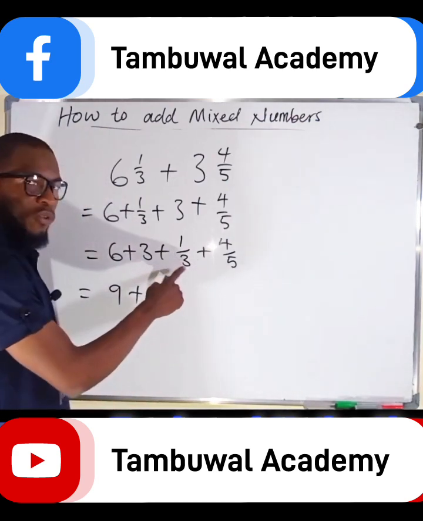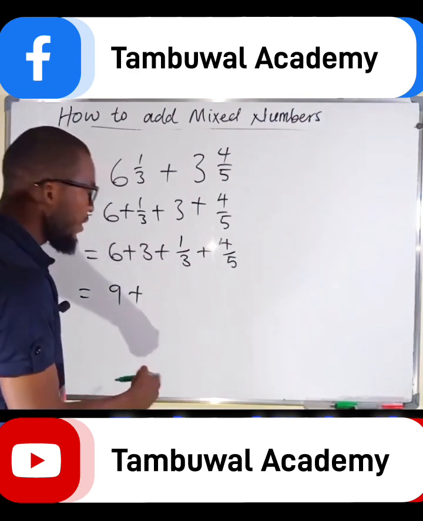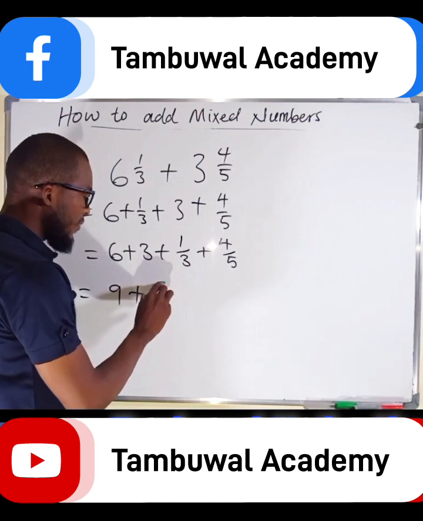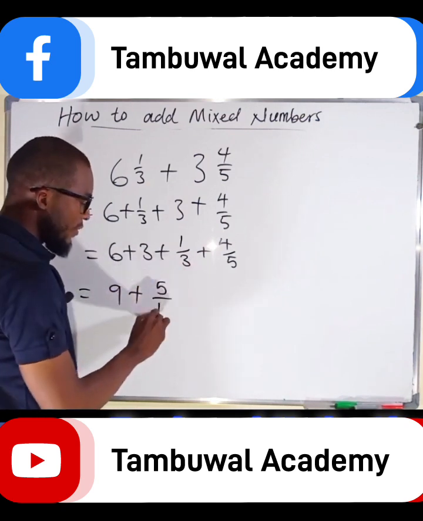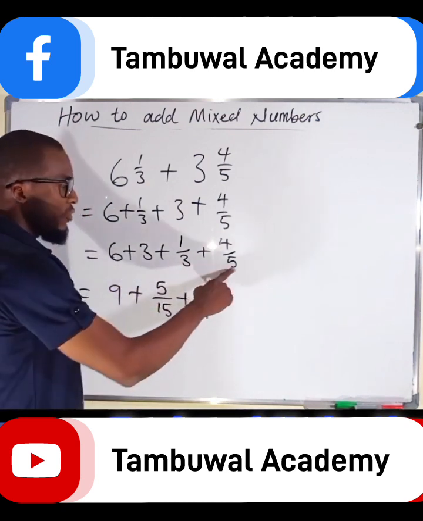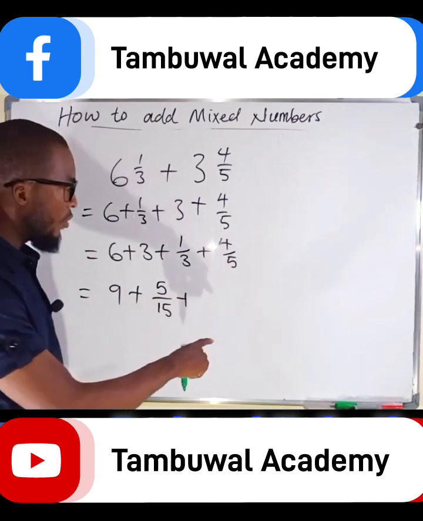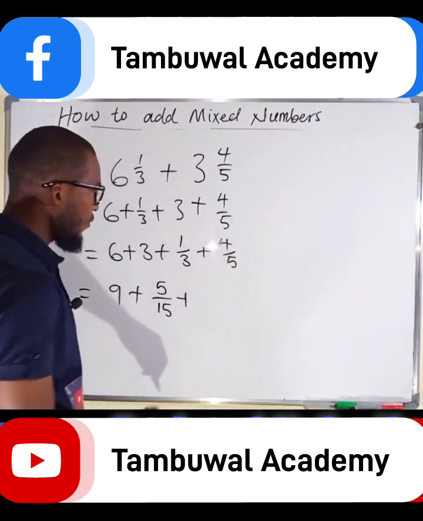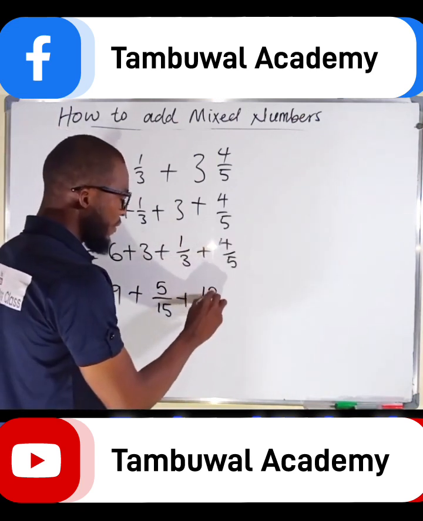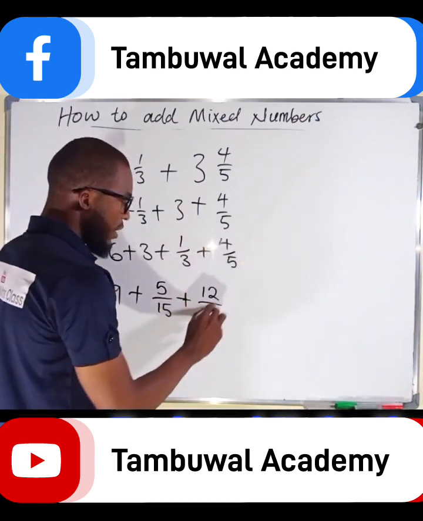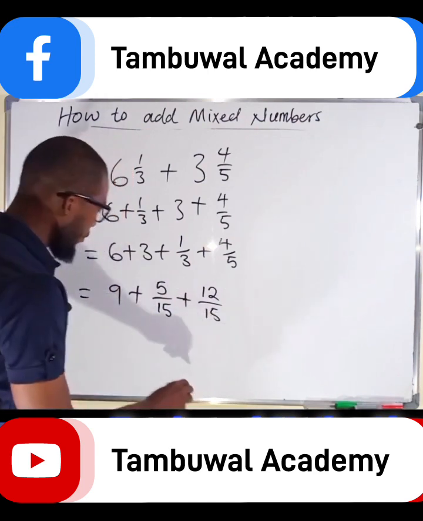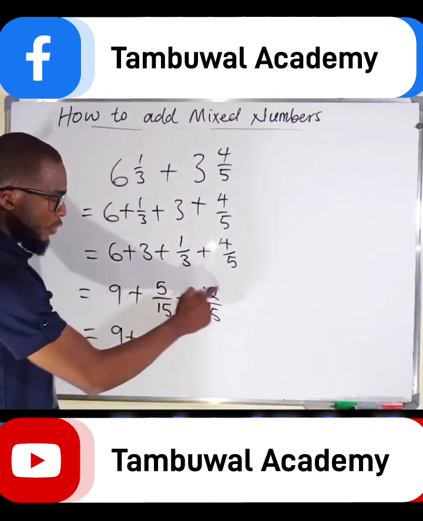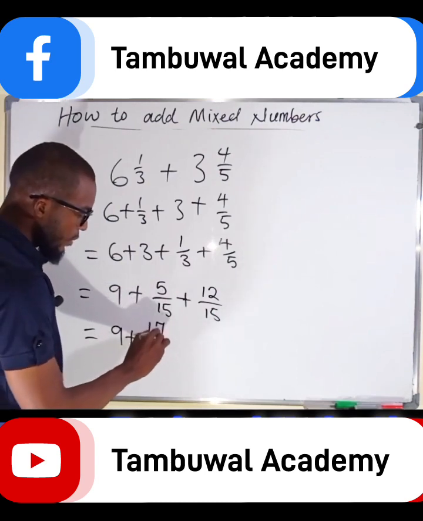To transform this 3 into 15, we have to multiply it by 5. The same thing, we have to multiply the top number by 5. 5 times 1 is 5. 5 times 3 is 15. Plus, to transform this into 15, we are going to multiply it by 3. And do the same thing to the top number. 3 times 4 is 12. 3 times 5 is 15. This is equal to 9 plus 5 plus 12 is 17.